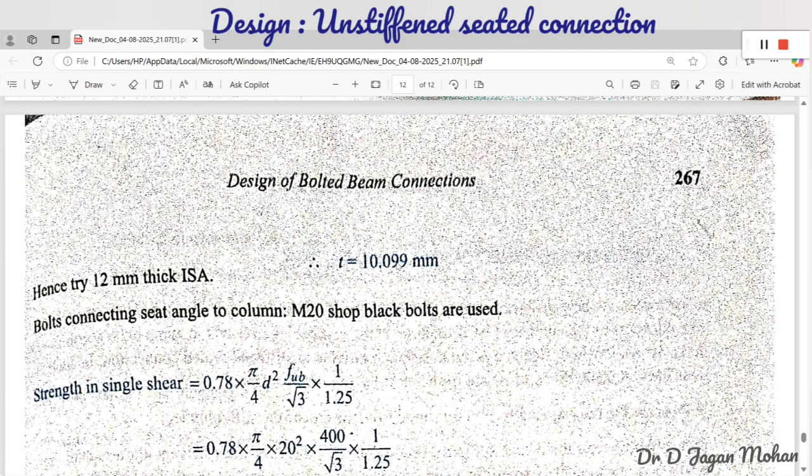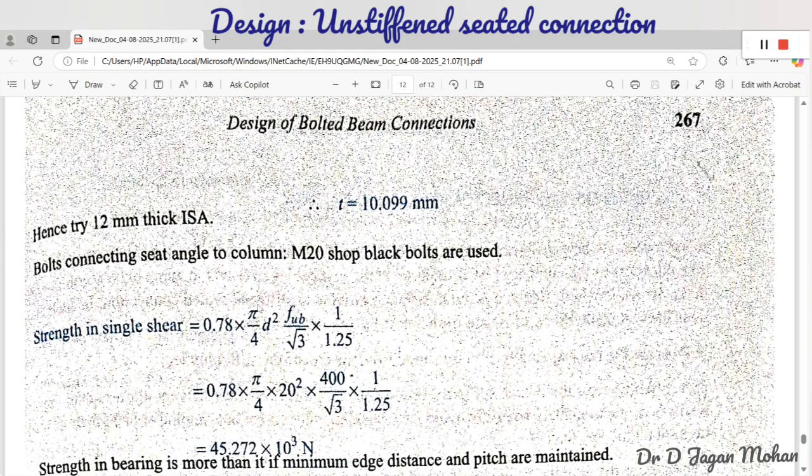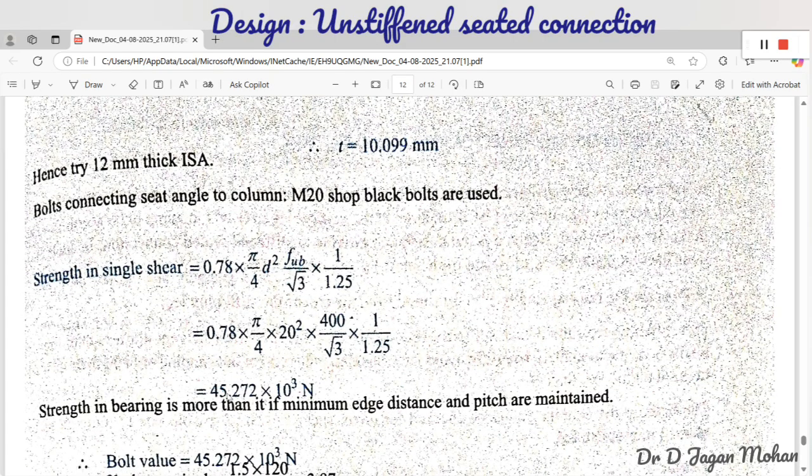Now, once you have got the size of the seat angle, we design the bolts resisting the shear force, occurring in single shear, and bearing. For the single shear, because the seat angle is connected to the flange of the column, that will be single shear. So this is the area, Fu by root 3 into partial safety factor, and root 3 is in this shear we are considering. So multiplied by 0.78. This will give the strength of a single bolt in single shear as 45 kilonewtons.